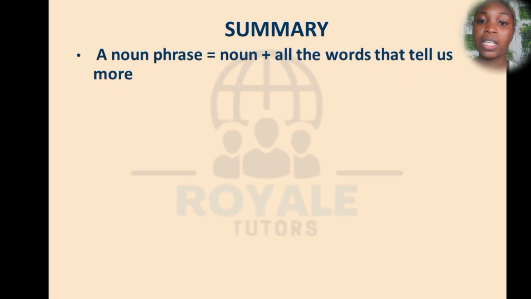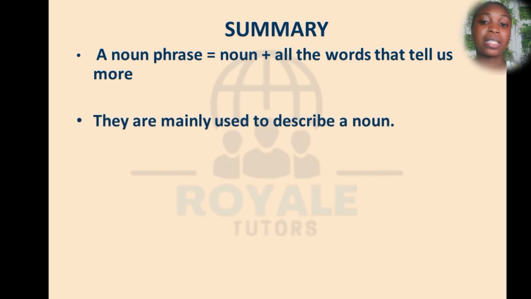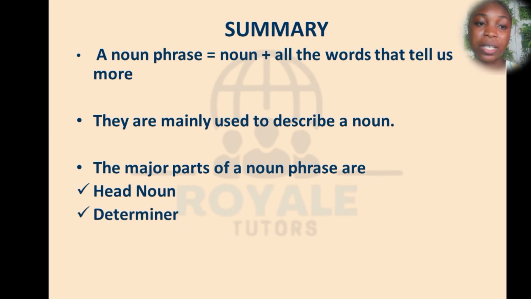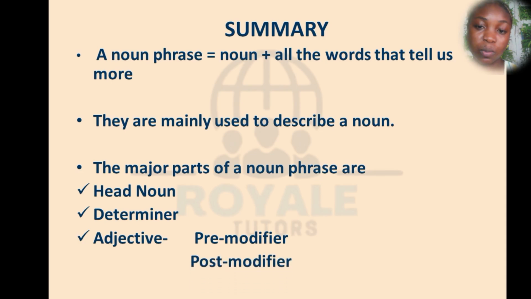Now we're moving to the summary of everything we've been saying today. First, we defined a noun phrase, and we said a noun phrase consists of a noun plus all the words that tell us more about the noun. And then we also said that noun phrases are mainly used to describe a noun. And then we mentioned the major parts of a noun phrase, which are the head noun, the determiner, and then the adjectives, which are divided into the pre-modifier and the post-modifier.